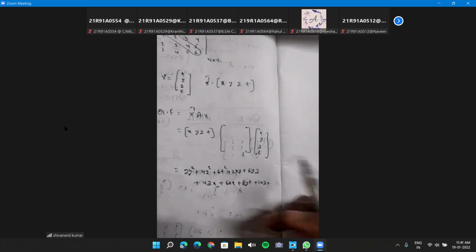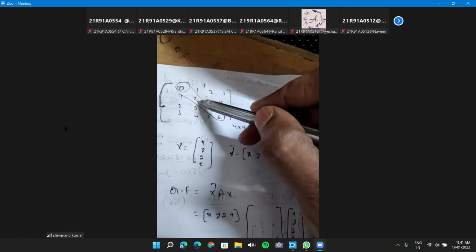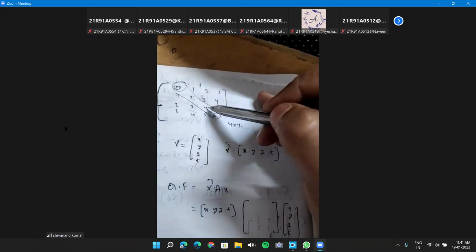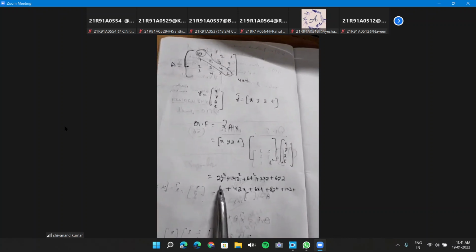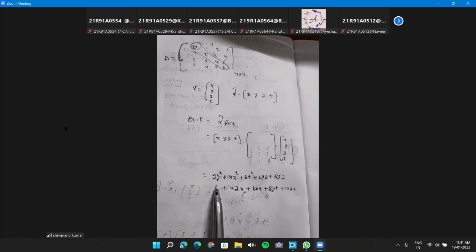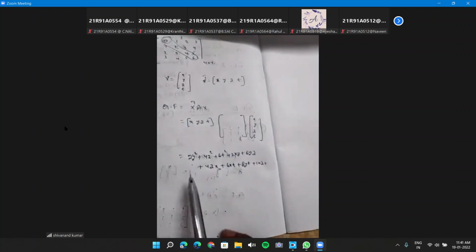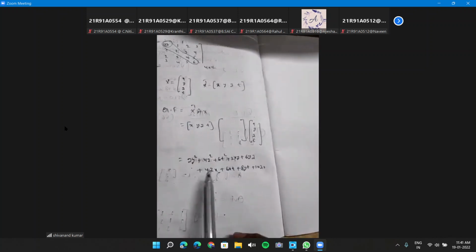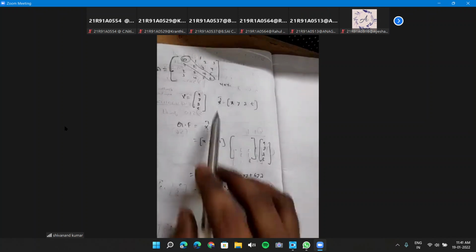Okay, see here, this one is the x square coefficient, this is the y square coefficient, this is z square, this is t square. The x square coefficient is 0, so x square is not there. The y square coefficient is 2, so 2y square, the z square coefficient is 4, so 4z square, and the t square coefficient is 6.